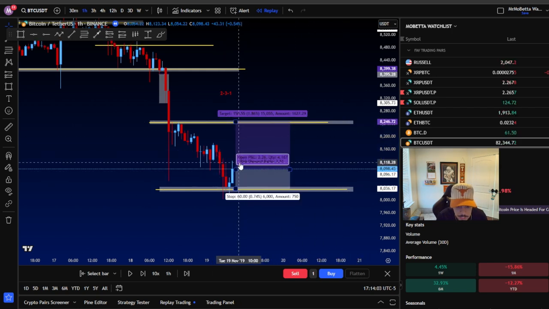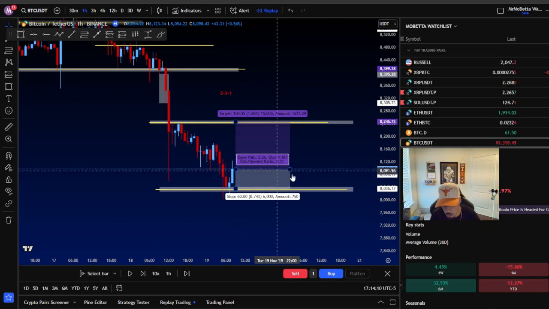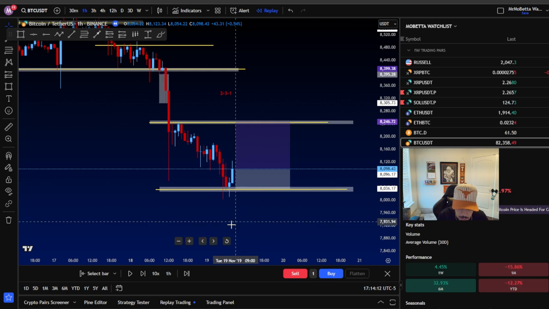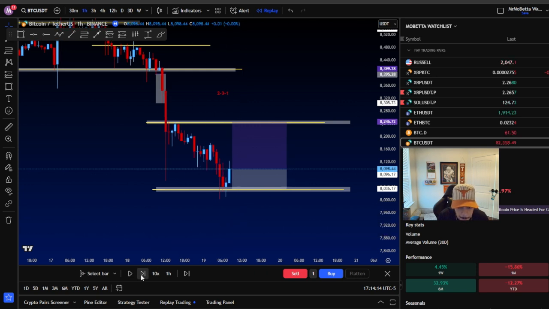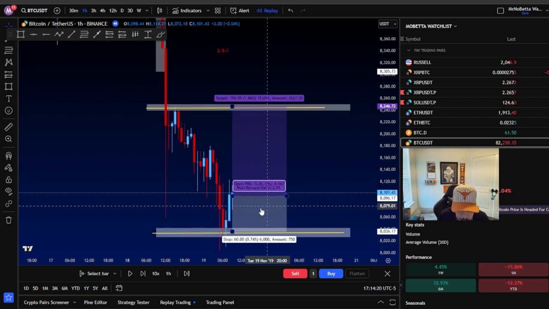Otherwise, if it doesn't break above here, or if it breaks above the highs without creating a wick first, then I would wait. But let's just see. Okay, so all right, we got a break above the high, right?